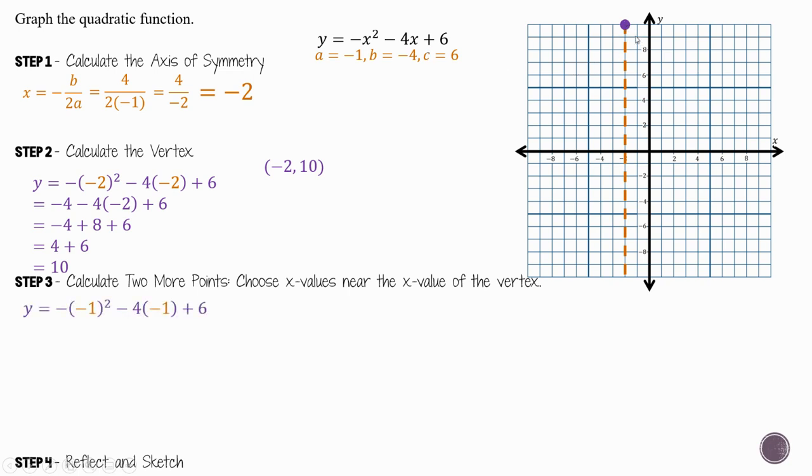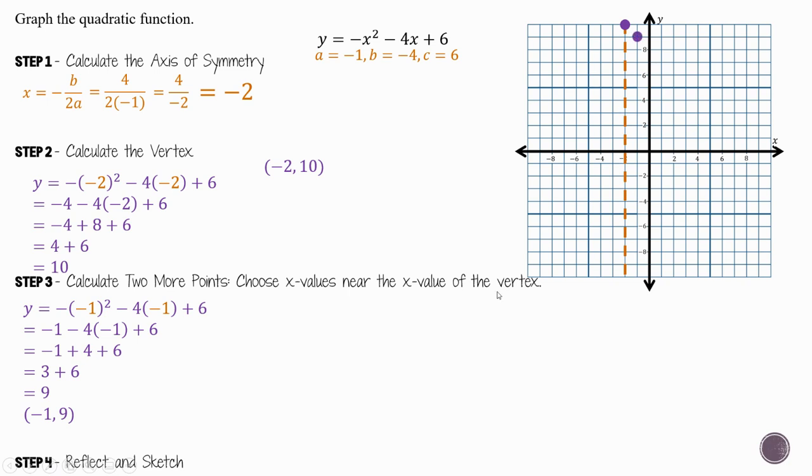So first I chose -1. Substituting -1 in for x, squaring it first, -1 squared is +1, and then taking that times -1, we get -1. And then multiplying, -4 times -1 gives us +4. Adding -1 plus 4 gives 3. 3 plus 6 gives us 9. So now we also have the point -1, 9. That was a number on the right-hand side of our axis of symmetry.